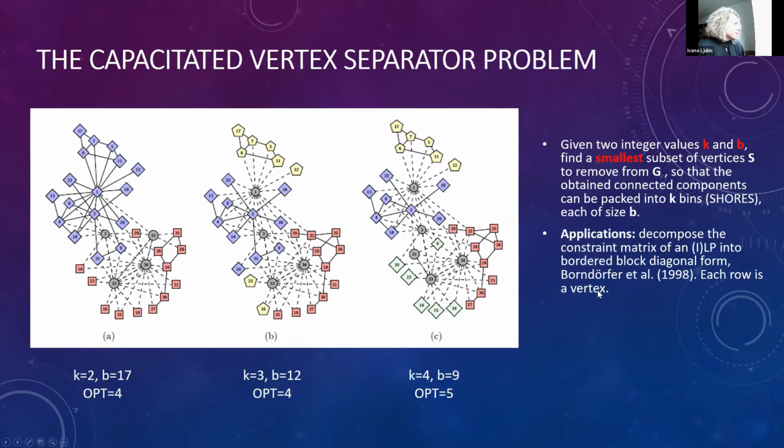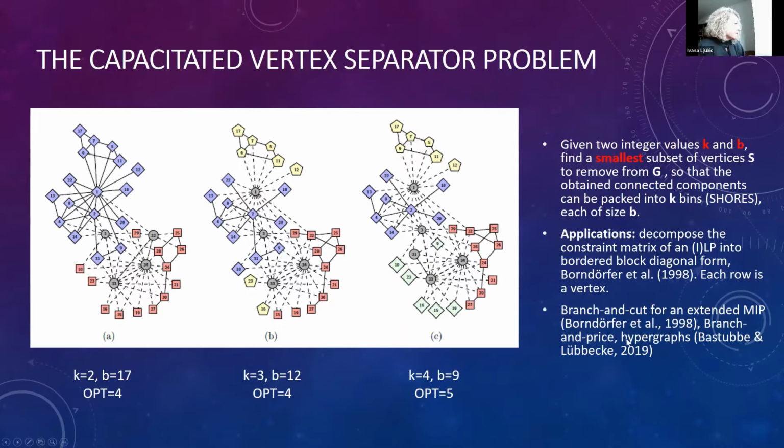This problem was introduced in 1998, and for this problem, Bardorfer and colleagues from Berlin developed a quite sophisticated branch and cut algorithm, again based on an extended formulation. Again, not in the canonical space of variables, because also for this problem, it will be sufficient just to work on the binary variable saying which are the rows that we want to remove from the matrix. And then very recently, a branch and price algorithm has been developed by Marco Lübeck and his colleague Bas Stube. And they worked on the problem on hypergraphs.